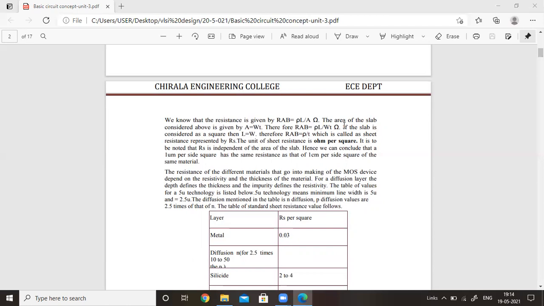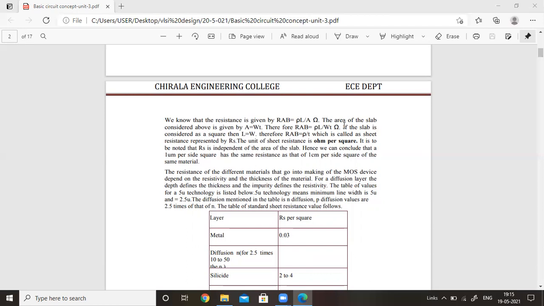It depends upon the value here. So just observe here now. Let us consider the diffusion layers. Here the depth of the diffusion layer defines the thickness. Just remember this: the depth of the diffusion layer defines the thickness.